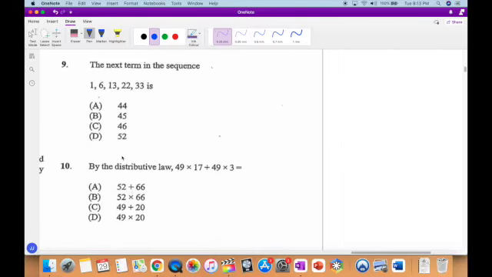The next term in the sequence is, so plus 5, I guess. 1 plus 5 is 6. 6 plus 7 is 13. 13 plus 9 is 22. 22 plus 11 is 33. 5, 7, 9, 11. So I guess 33 plus 13, which is 46.